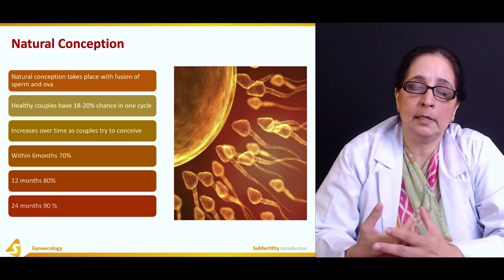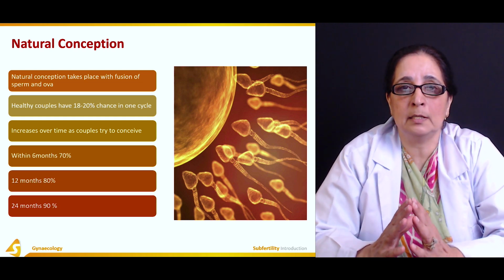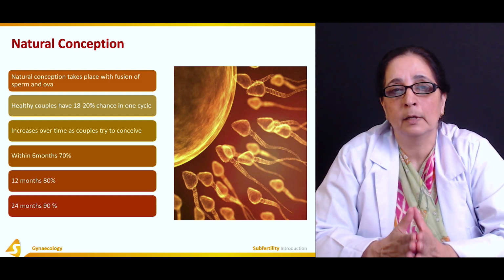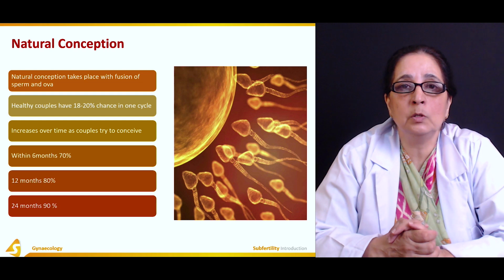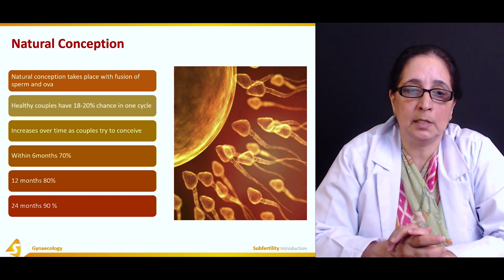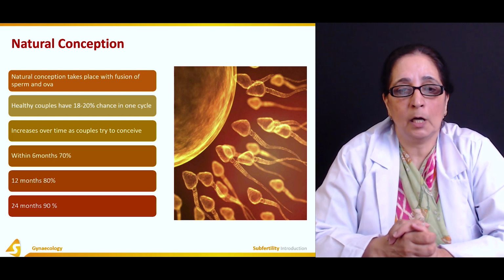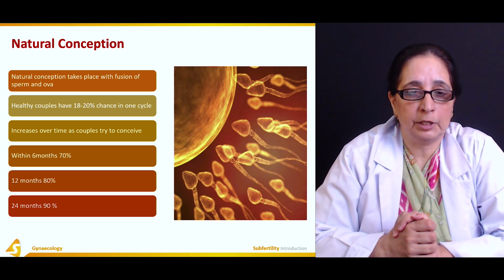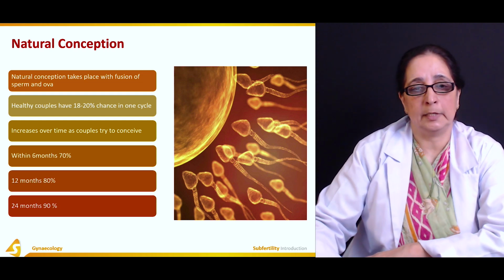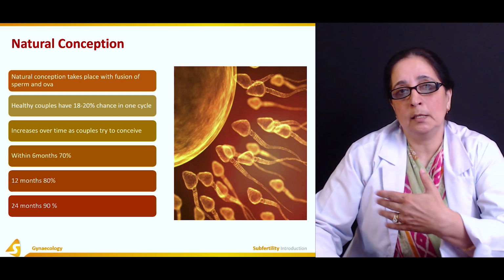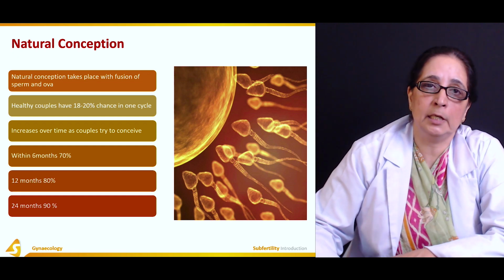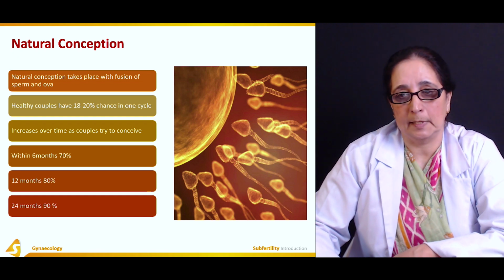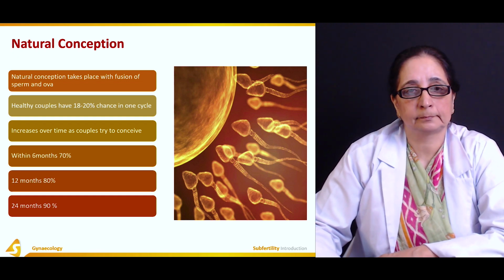Subfertility, as we already talked about, is failure to conceive after 12 months of trying to conceive. If the couple is trying to conceive for 12 months without any interruption or without any protection, that's labeled as infertility. So after 12 months in normal couples, the incidence of natural conception should be 80%.